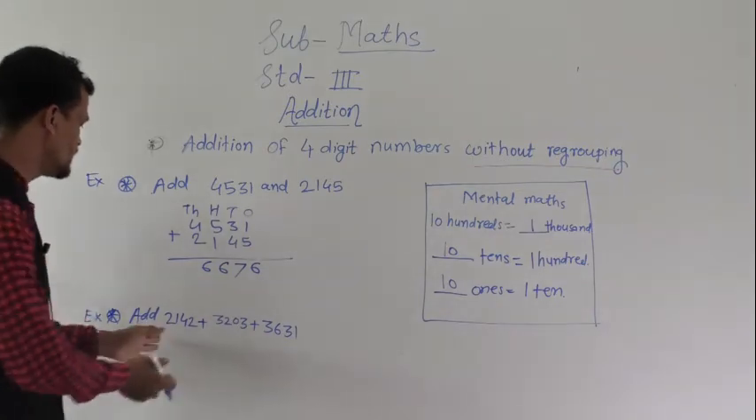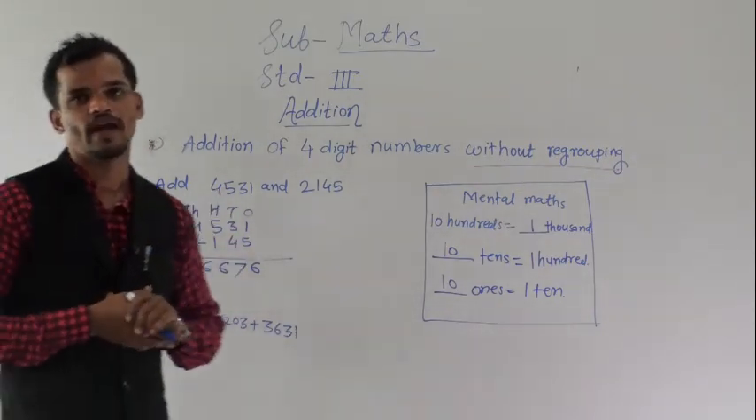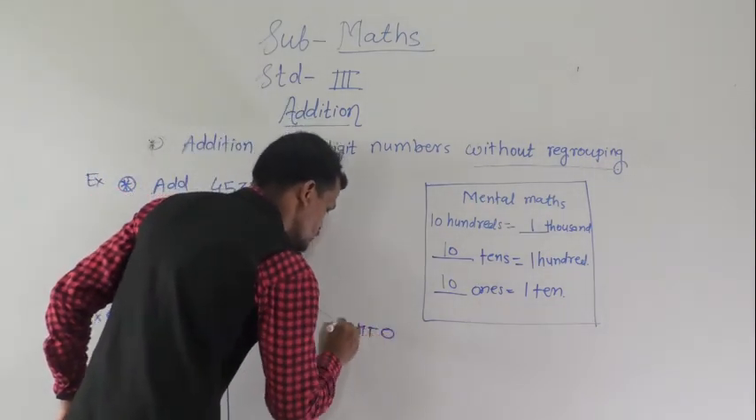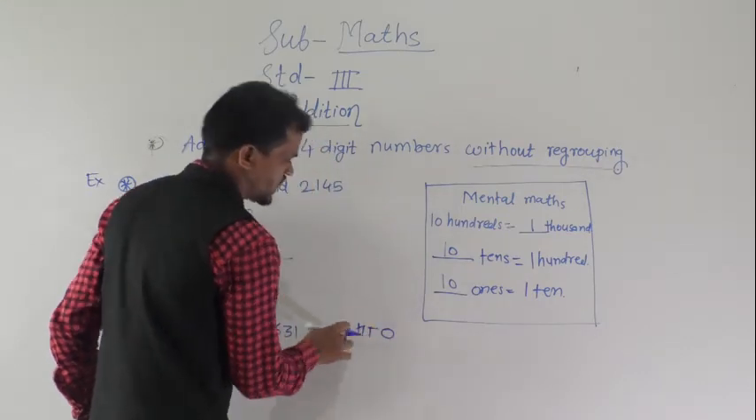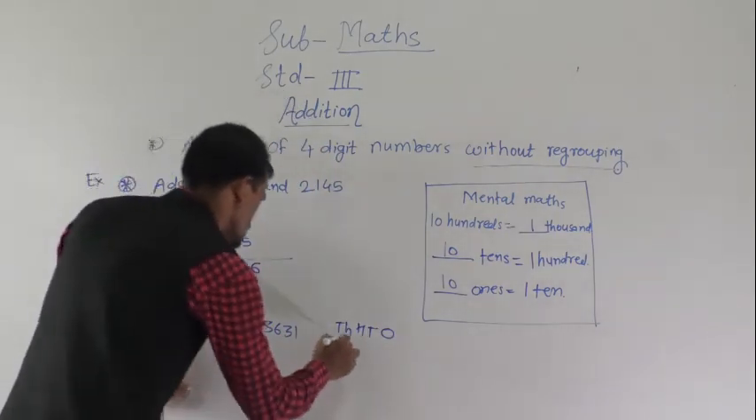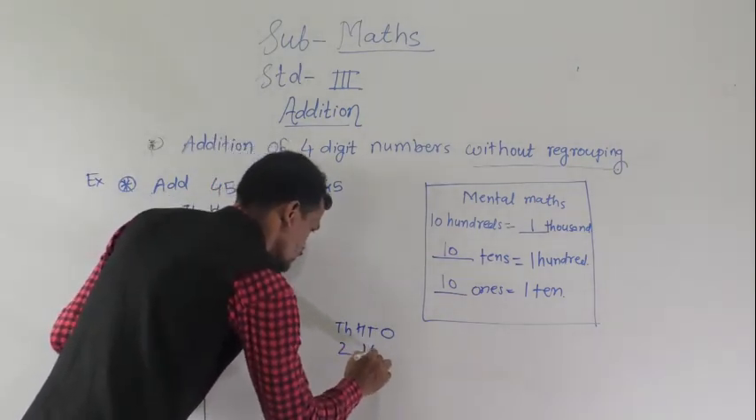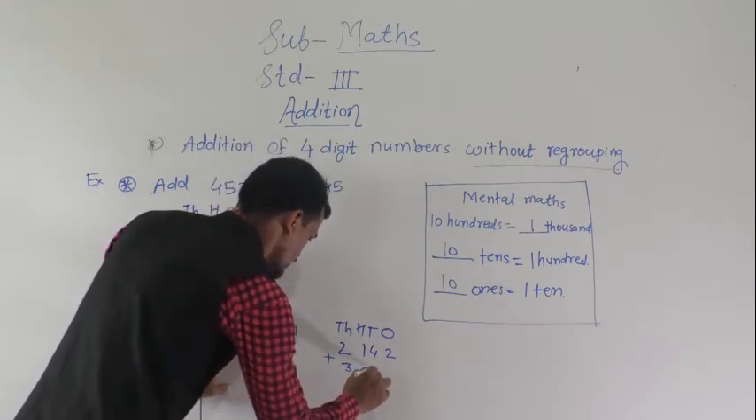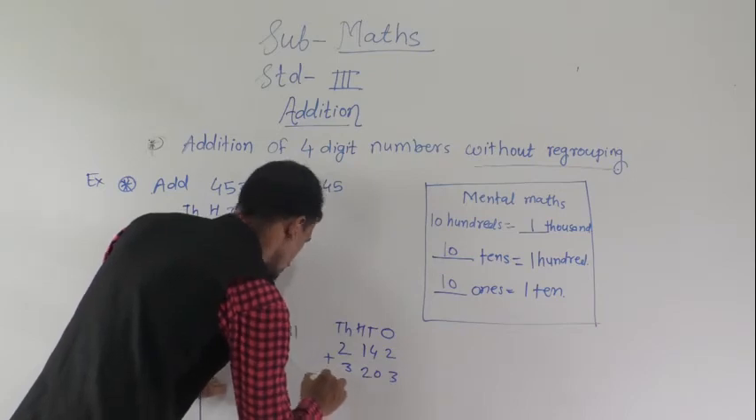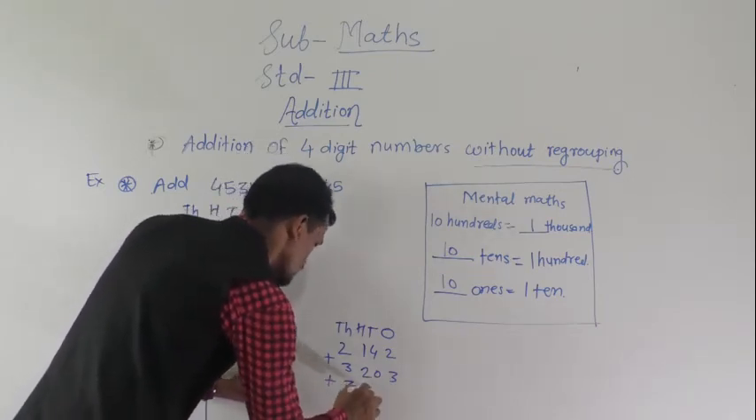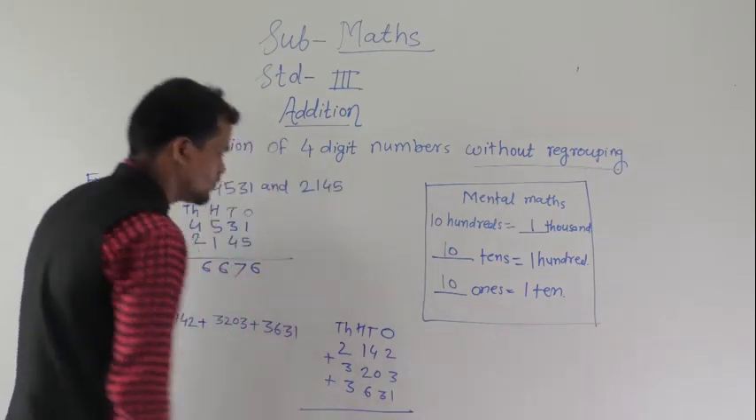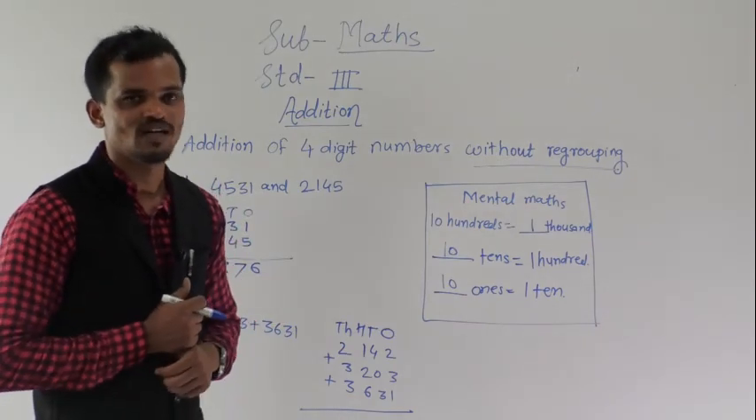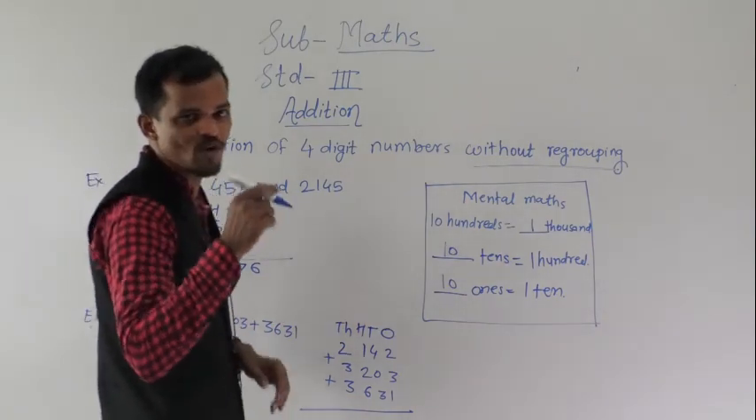Now the next example. Here three numbers are given and we have to add them. First arrange the numbers in columns, in the 1s, 10s, 100s and 1000s places. The first number is 2142 plus 3203 and then 3631. Now just add the columns, and always start from the ones place, which means always start from the right side.